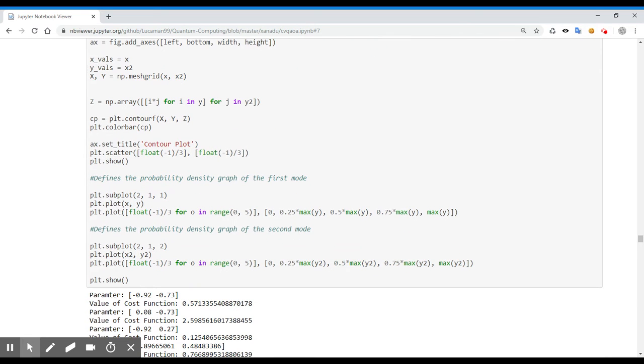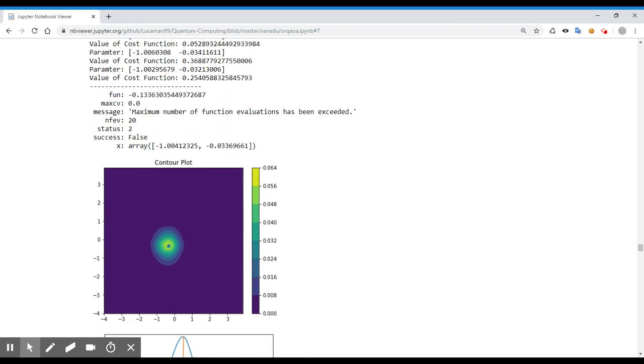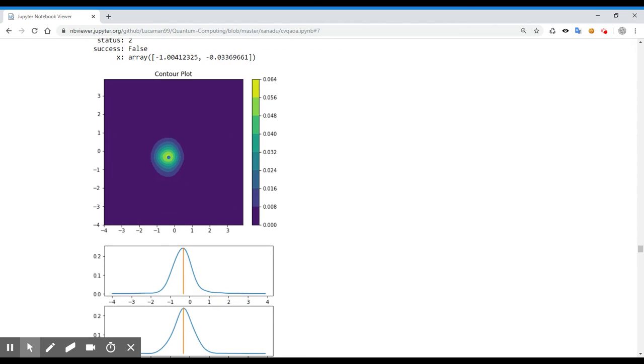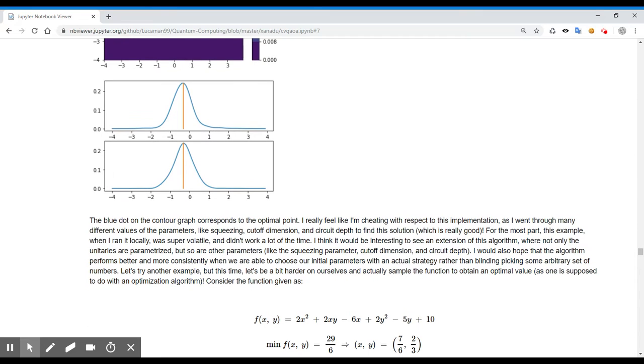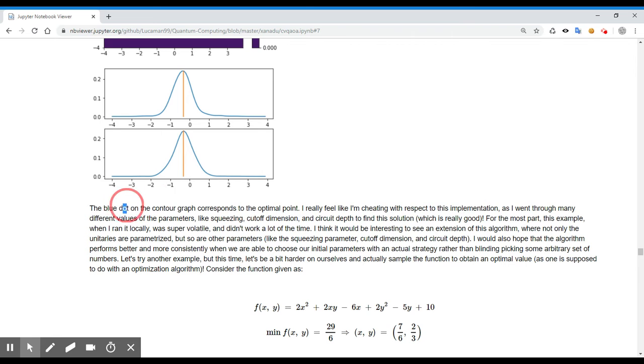The contour plot defines the probability graph for the first mode, for the second mode, and all the parameters. So that's the contour plot, and those are the separate modes. The blue dot on the contour graph corresponds to the optimal point.